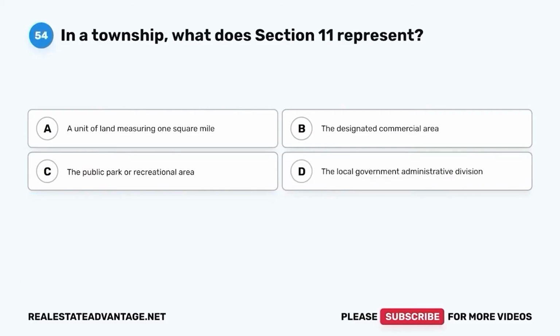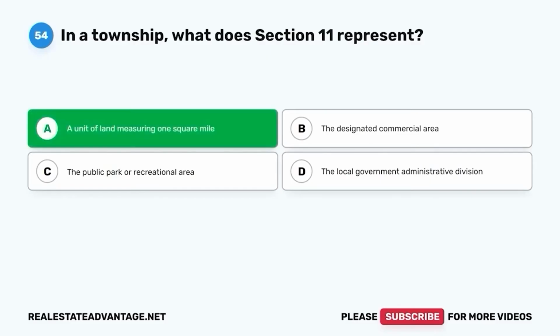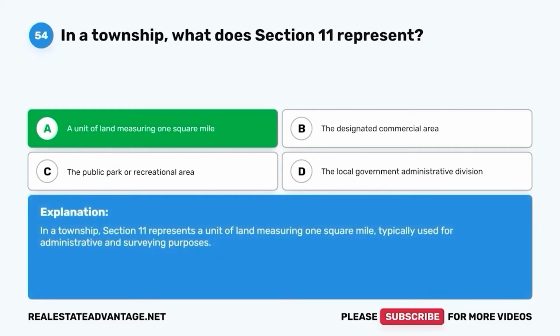Question 54. In a township, what does Section 11 represent? A. A unit of land measuring 1 square mile. B. The designated commercial area. C. The public park or recreational area. D. The local government administrative division. The correct answer is A, a unit of land measuring 1 square mile. In a township, Section 11 represents a unit of land measuring 1 square mile, typically used for administrative and surveying purposes.